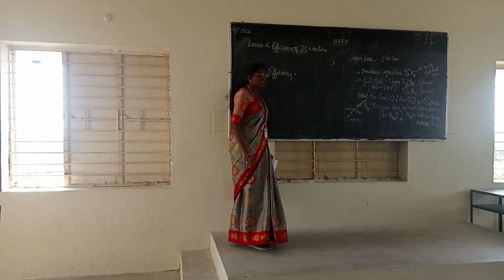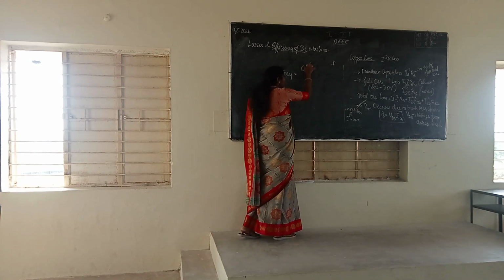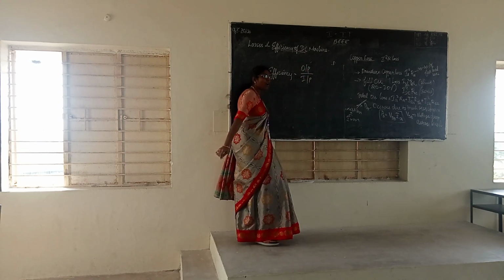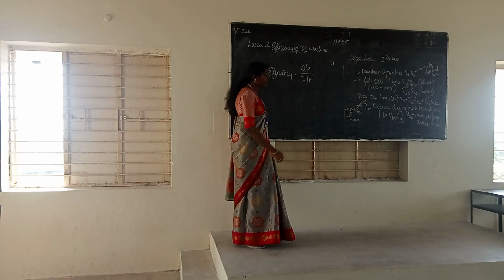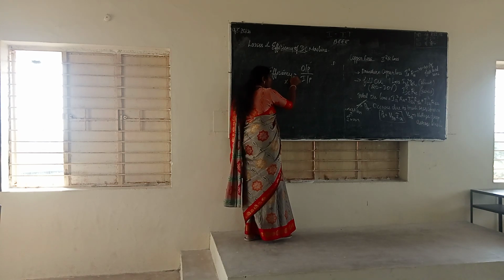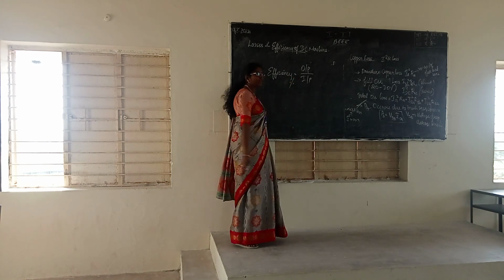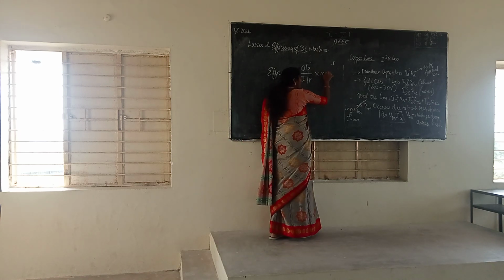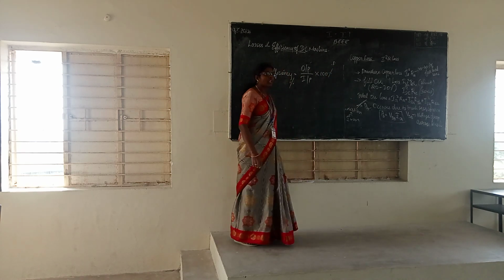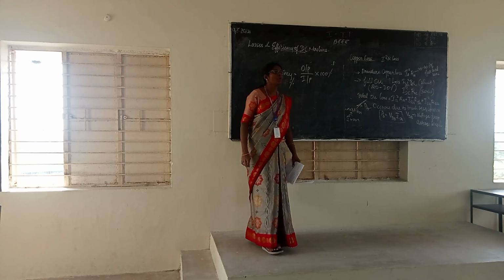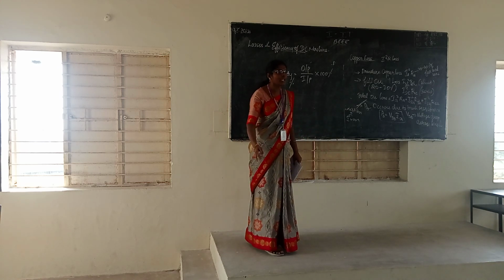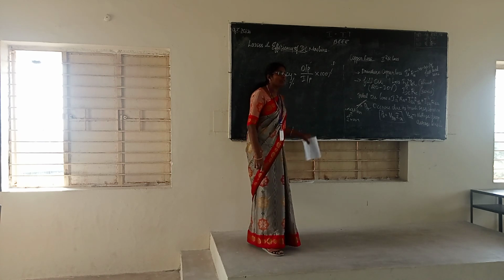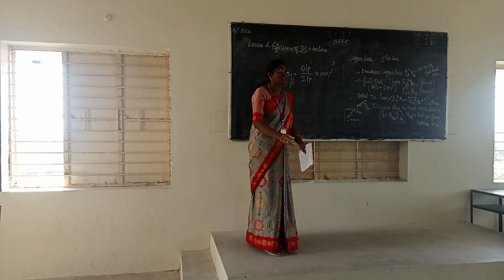To calculate the efficiency of the machine, what is the formula? The ratio of output to input. We are calculating it in terms of percentage, so we have to multiply with 100. Efficiency is the ratio of output with respect to the input, calculated in percentage. So this is the formula for calculating the efficiency of the DC machine.